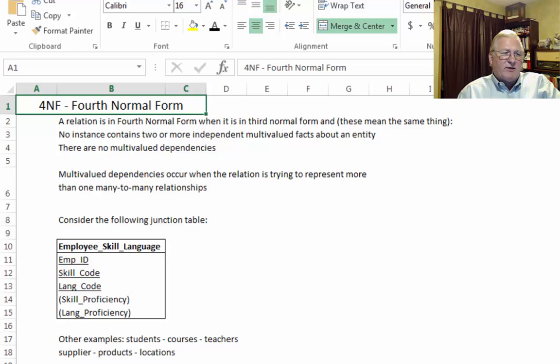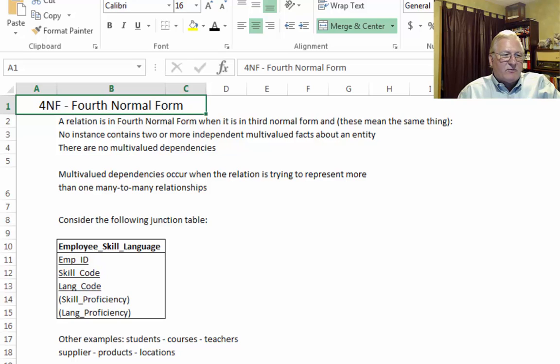So the formal definition is a relation is in fourth normal form when it's in third normal form, and no instance contains two or more independent multi-valued facts about an entity, or there are no multi-valued dependencies. And so multi-valued dependencies occur when the relation is trying to represent more than one many-to-many relationship.